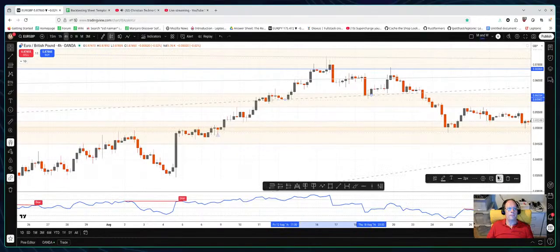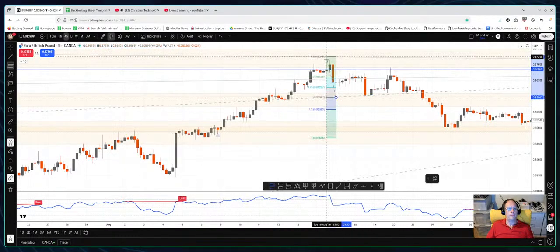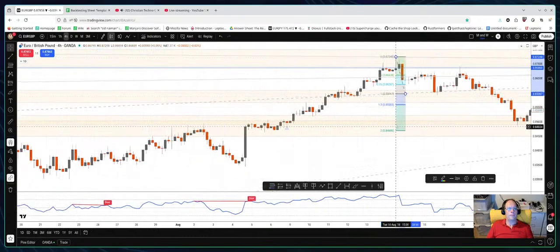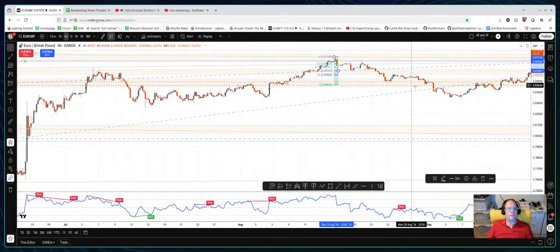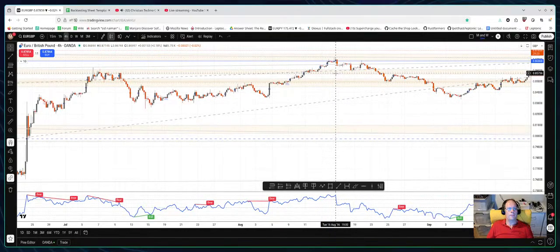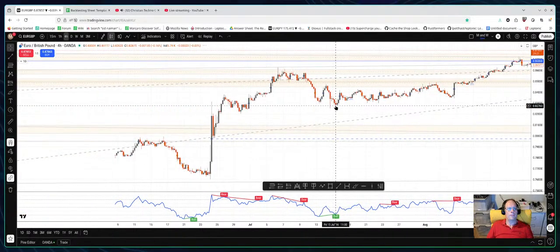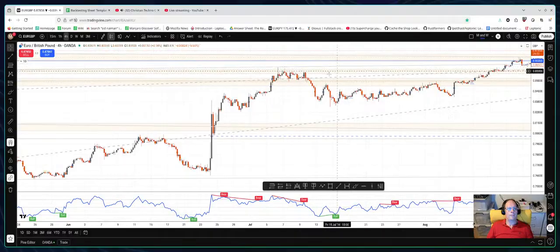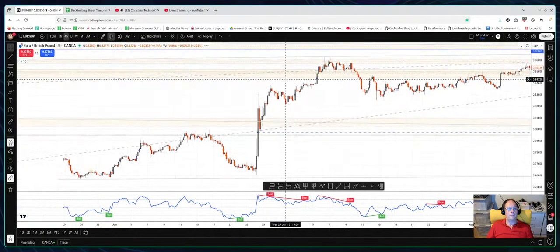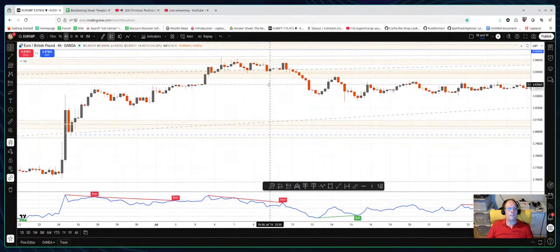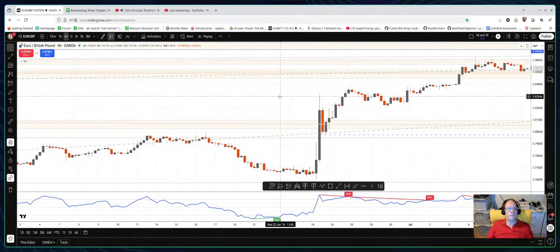Lock it in. Did it make it to pattern completion? I think it did. Zoom out. I mean, it did eventually. Okay, good enough. And look, that neckline respected right here. Look at that, amazing. That's like a tiny head and shoulders.